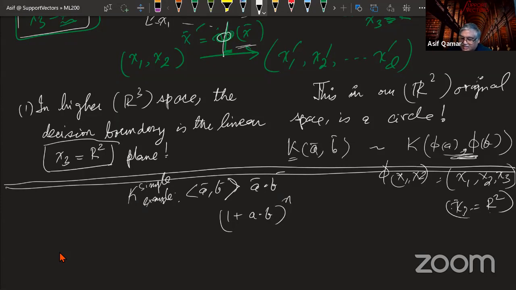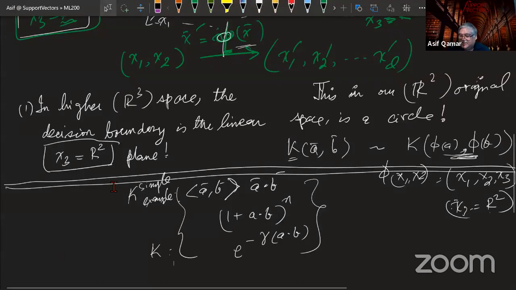In the case of a radial basis function, minus gamma A dot B. So you notice that these kernels are just functions of the dot product. That's all it is. There's nothing very magical about this. We use the word kernel. It's sort of the word used in the literature.